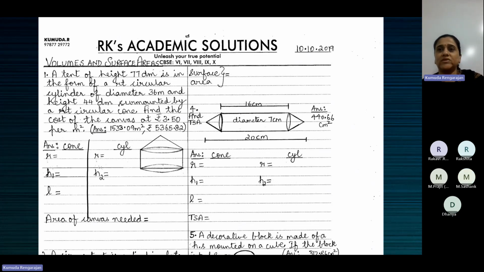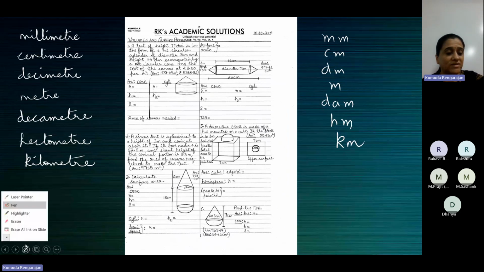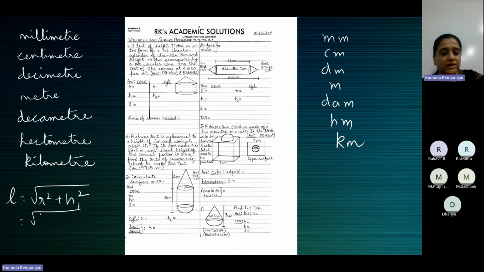Did you find the slant height of the cone? How do you find it? L is equal to the square root of R square plus H1 square, because we have called the height H1. So it is root of R, which is 18, square plus H1, the height, 33 square. Find this.